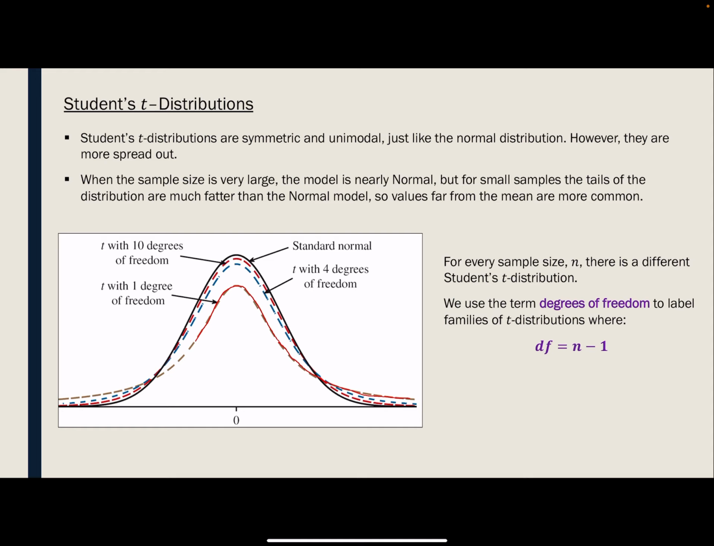We use a term called degrees of freedom to describe which family of t distributions we're using. And degrees of freedom is pretty straightforward. It's just the sample size minus 1. So if you have a sample of 7, then the degrees of freedom is 6. And really this just allows people to describe which family they're using. We can still find the mean and the standard deviation in the same way, and there are a lot of things that are very similar between these distributions and the normal model.